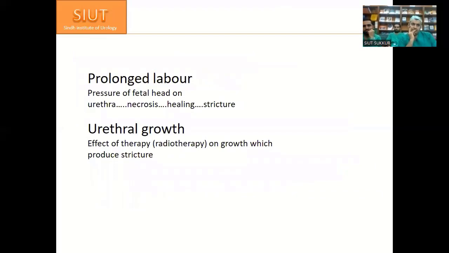In females during prolonged labor, pressure of the fetal head on the urethra leads to necrosis, followed by healing that leads to stricture formation. Urethral growth has no such effect, but if we apply therapy like radiotherapy for some urethral growth, that can lead to a stricture.